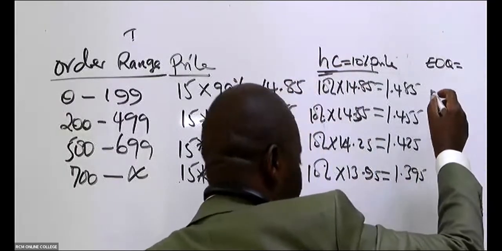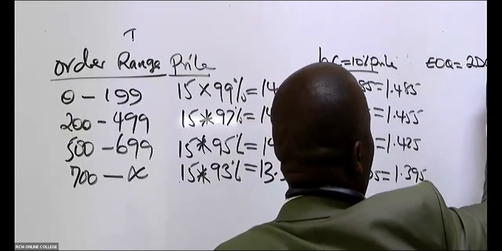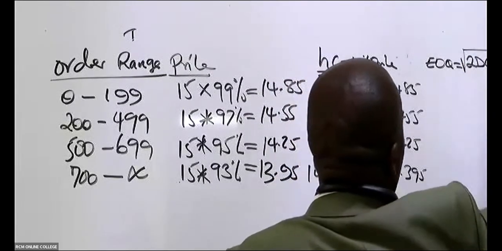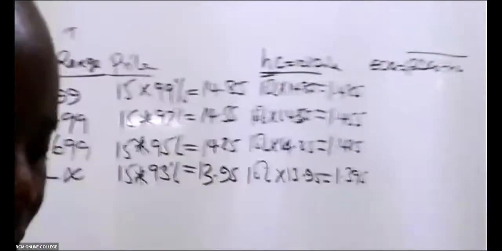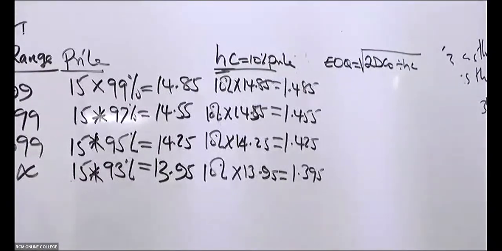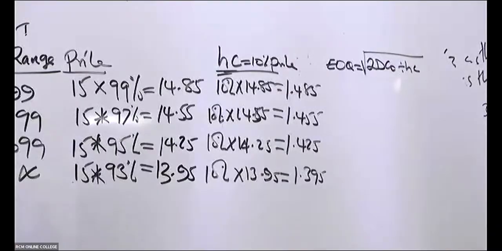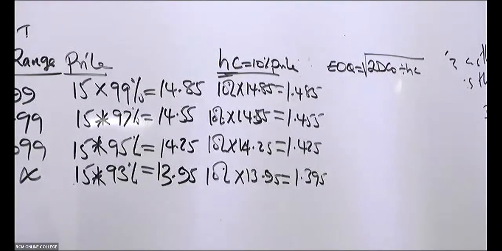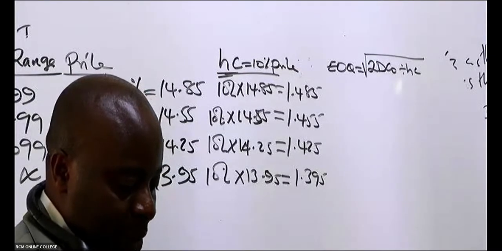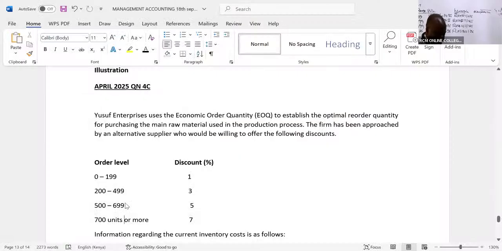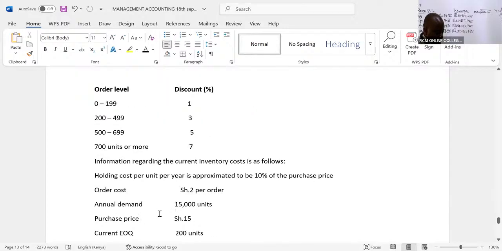Remember, EOQ is the square root of 2DCo divided by HC. That's how we get EOQ. So are you able to see the annual demand in this question, ladies and gentlemen? The annual demand in this question is given to us. The annual demand is 15,000 and the cost per order is 2.